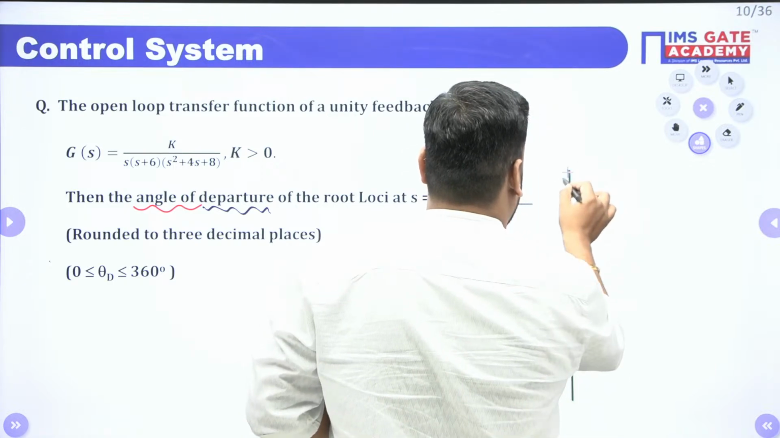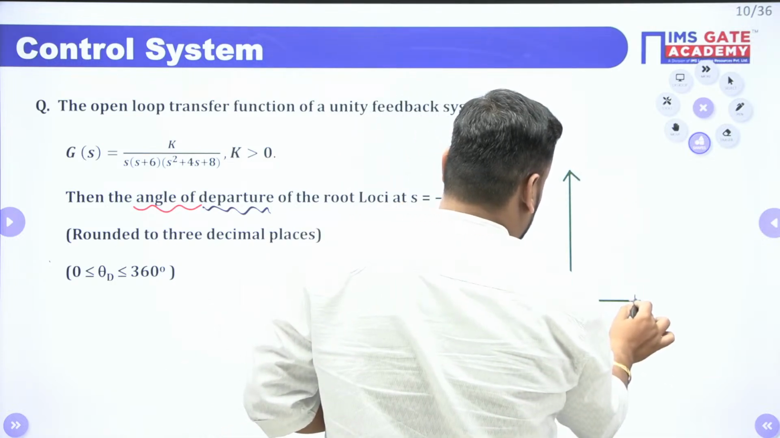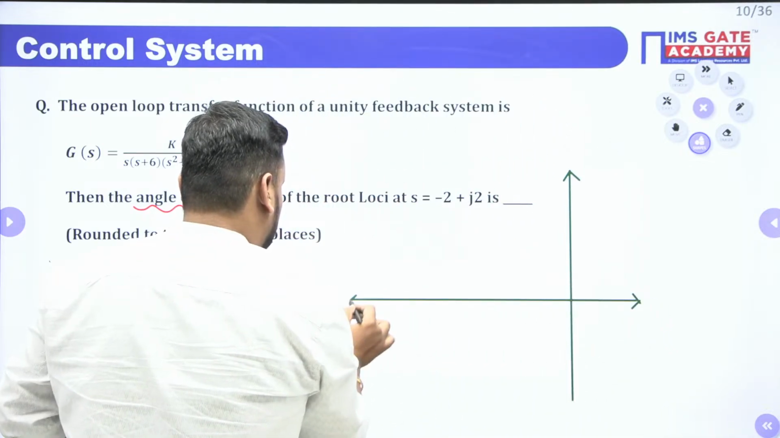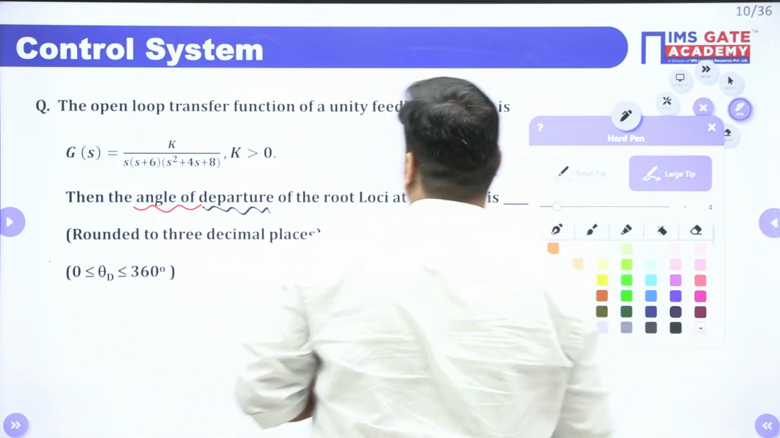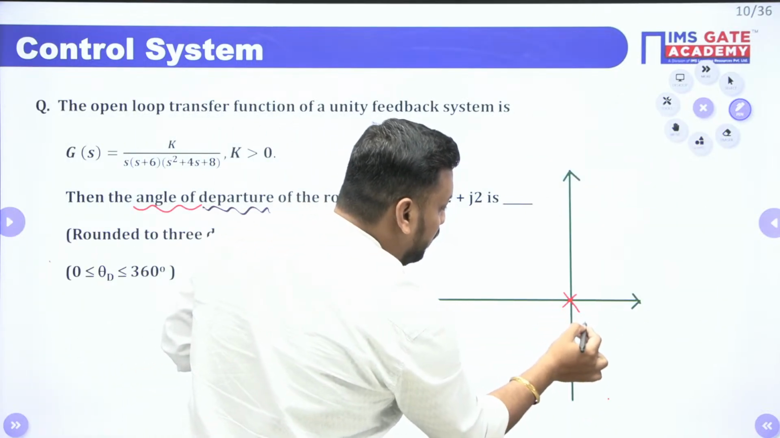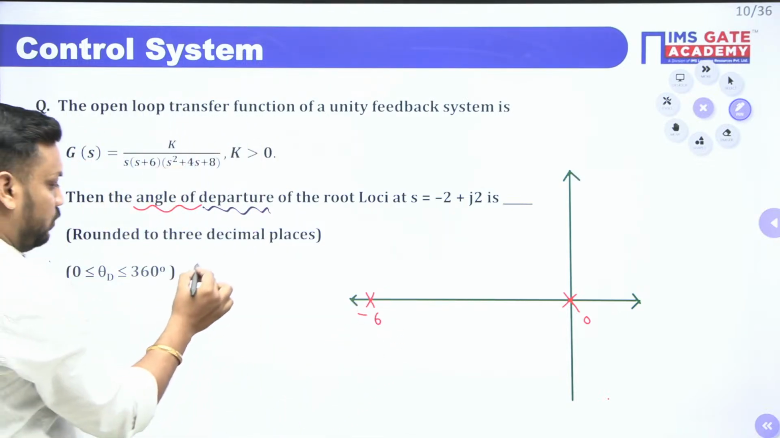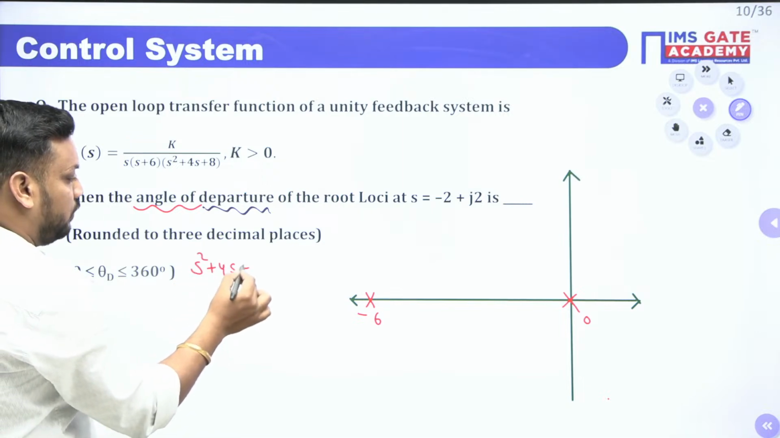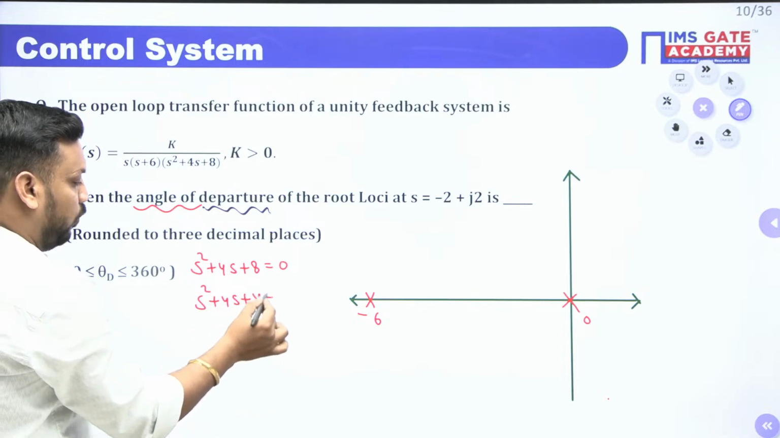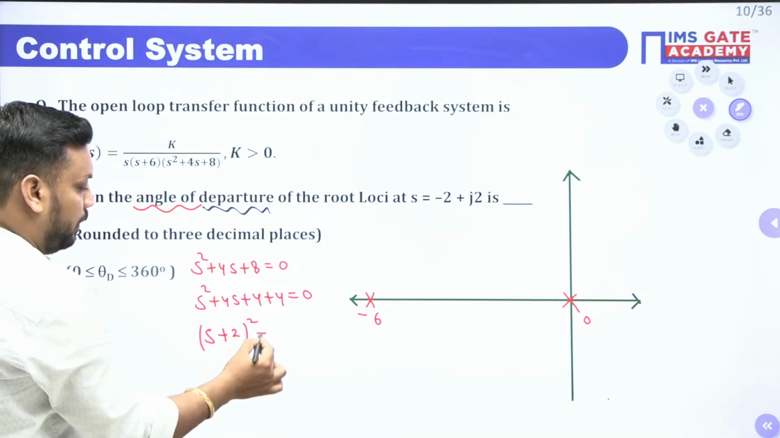You have to check the pole locations. Okay. Now tell me, how many poles? 0 and -6. So the first pole is at 0 and one pole is at -6. And then s square plus 4s plus 8. You have to find the poles from s square plus 4s plus 8 equal to 0. So you can write s square plus 4s plus 4 plus 4 equal to 0. So it will actually be (s plus 2) whole square plus 4 equal to 0.